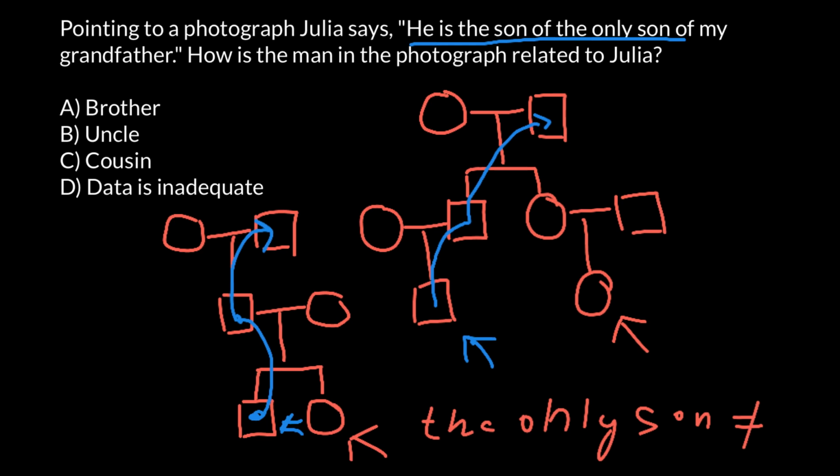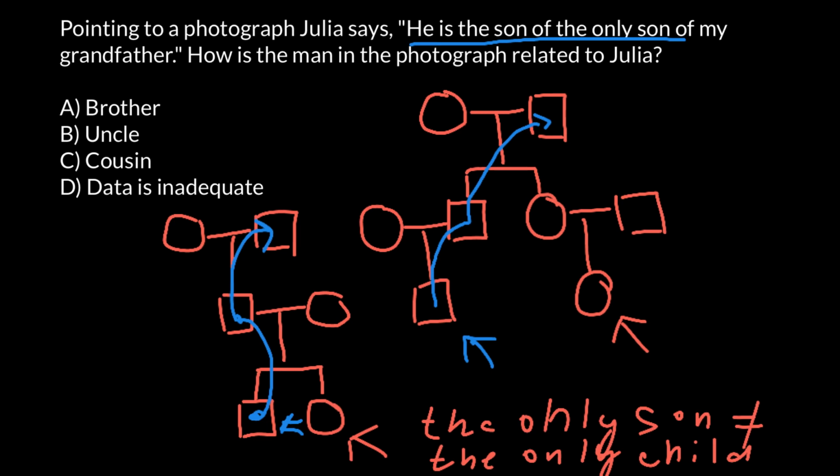So you should understand that the only son is not the same as the only child. If we had here that he is the son of the only child, that means that we are talking about the relationship between relatives that is shown in this pedigree. But the only son doesn't exclude the possibility that this family also has a daughter. So as you see, two variants are possible. It can be a brother, it can be a cousin, and that means that we have to choose answer D.